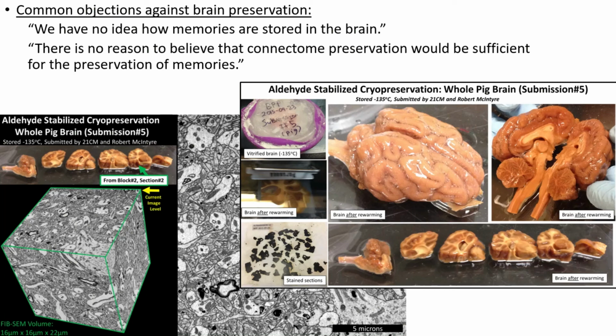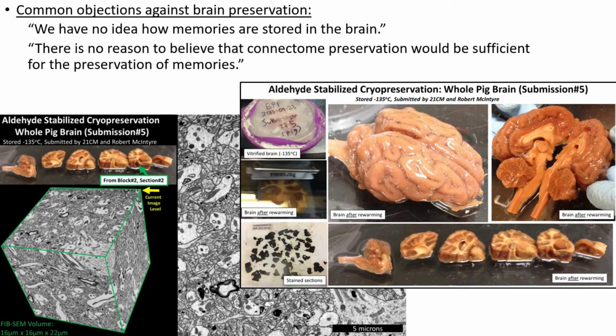The Choi et al. paper and the many others that we have referenced in these videos argue that we do have some idea how memories are stored in the brain. And these papers argue that there is reason to believe that connectome preservation would be sufficient for the preservation of memories, although the evidence to date is certainly not proof of this.